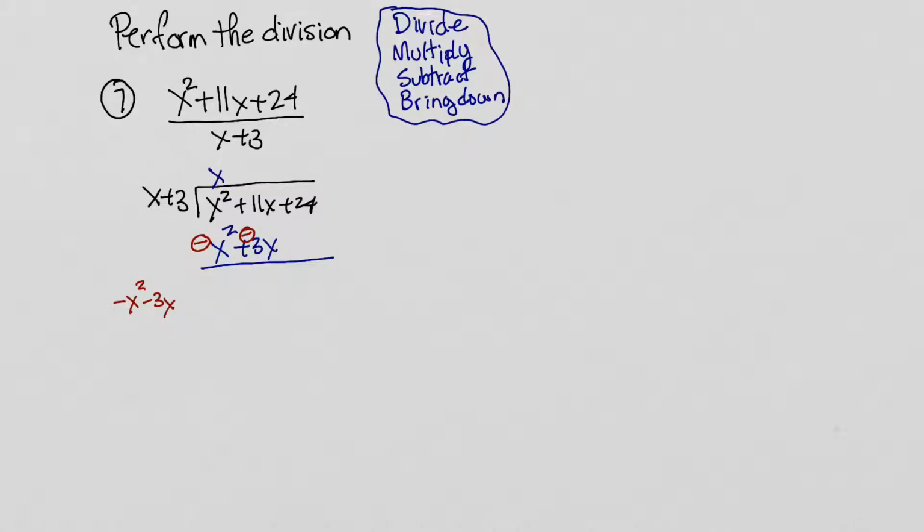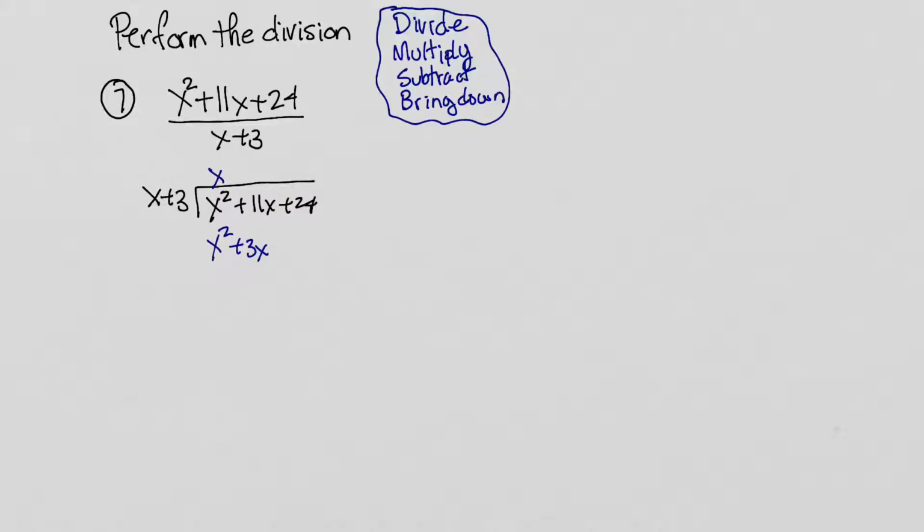Okay, let's do that once more. So I'm going to erase this and start back where we were. Let's divide. So x into x squared is x. Now, multiply. Take the x and multiply it all the way through. X times x is x squared. X times 3 is 3x. So now I'm going to get x squared plus 3x.